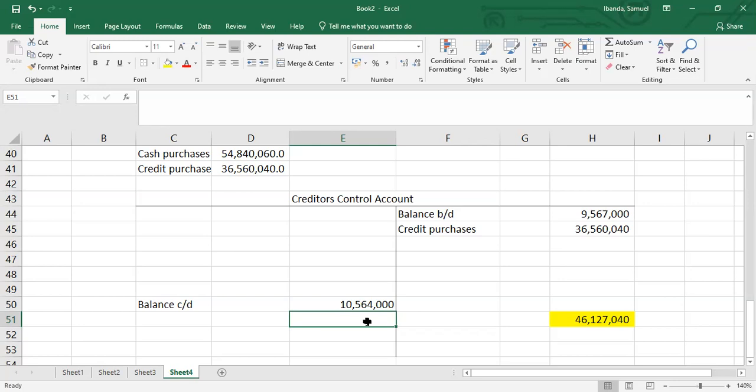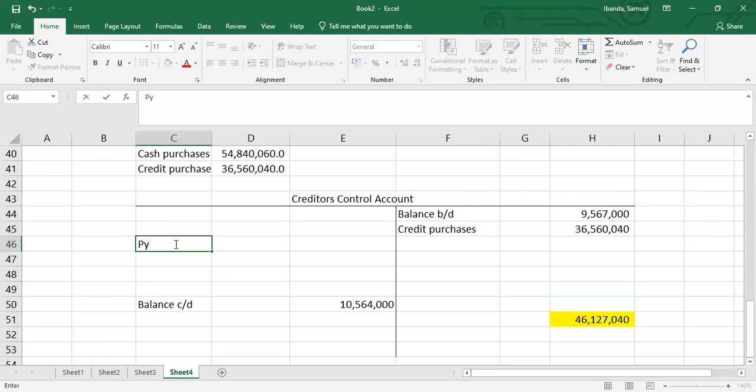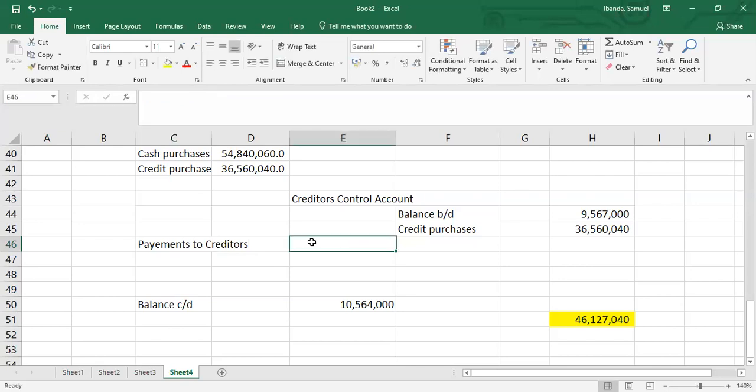Now, the creditors control account, like we've seen, what increases it are credit purchases, which we already have. We have that figure. Now, what reduces your creditors is payments to creditors, okay? What reduces your creditors is payment to creditors. And therefore, this difference between this side and the other side is actually our payments to creditors. Okay, this is how control accounts work, by the way.